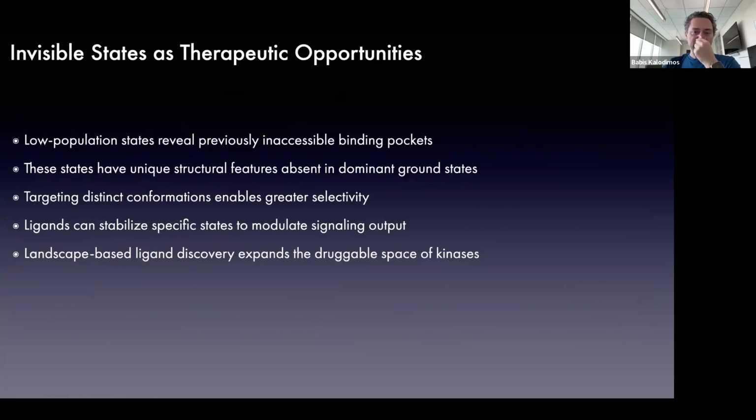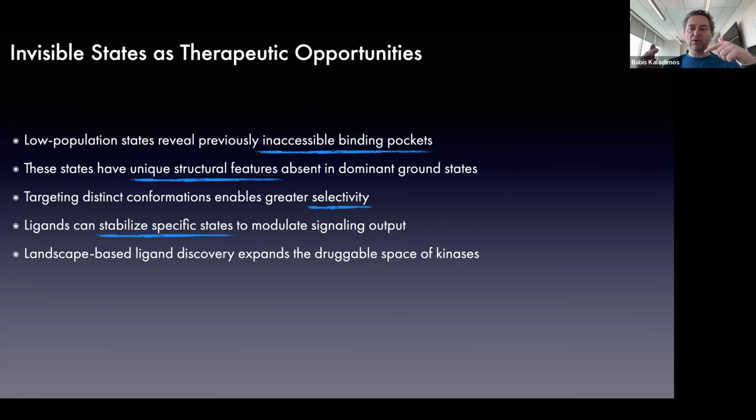So this recaps why this is so important, and how these invisible states that we call the transient states can offer new therapeutic opportunities. As I said before, they are seen as inaccessible binding pockets. They may become accessible transiently in these states. We have unique structural features that are absent in the dominant ground states that we can take advantage of. And there is the greater selectivity that I already discussed, but also the fact that in some of these cases, the ligand can stabilize specific states that modulate signaling output.